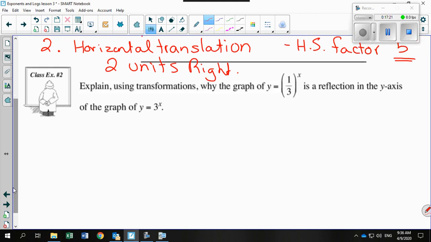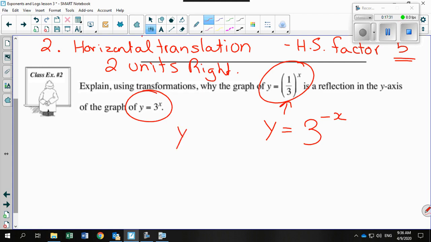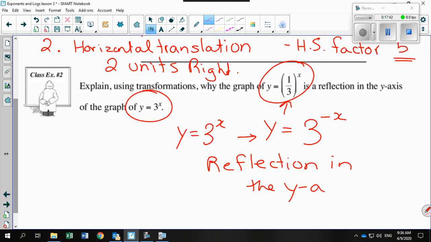I've already kind of alluded to this one when we were doing our graphing. If I wanted to take this one and bring that 3 to the top, I would make it negative, which, when I have this as my original and I went to this, is a reflection in the y-axis. Okay, and that comes to our exponent laws.